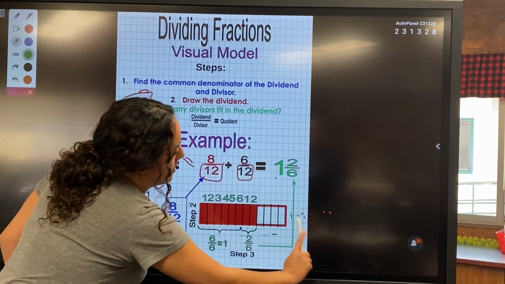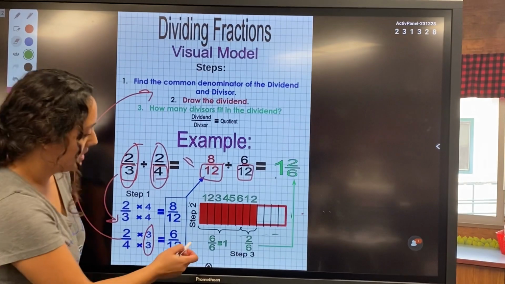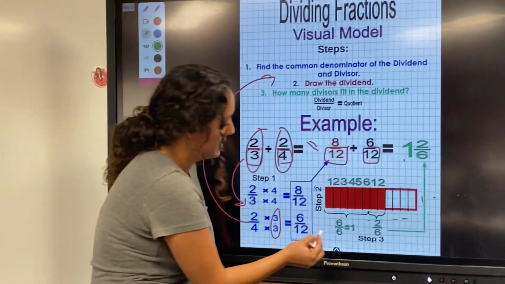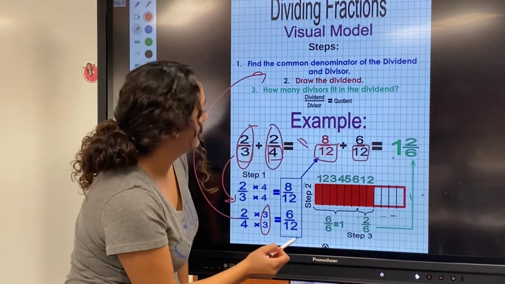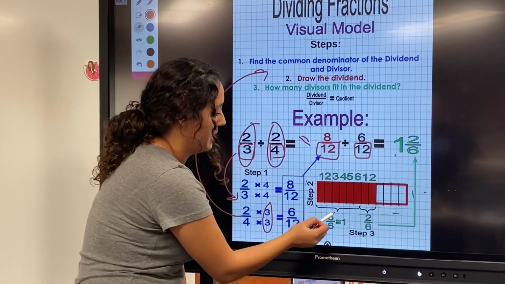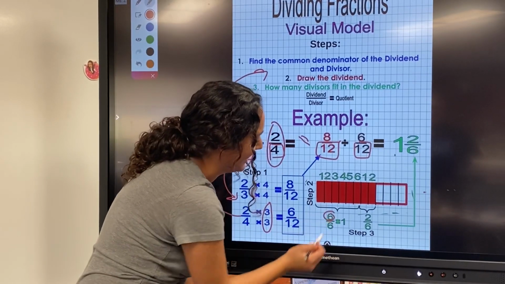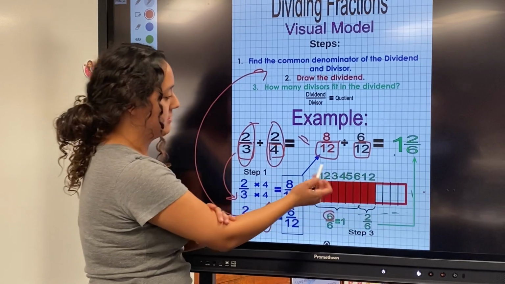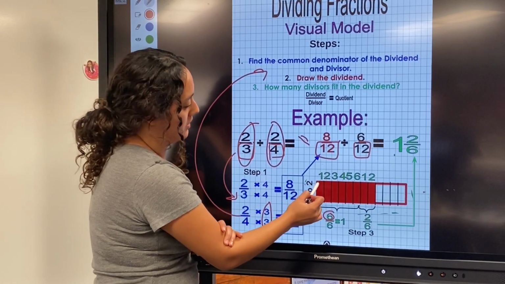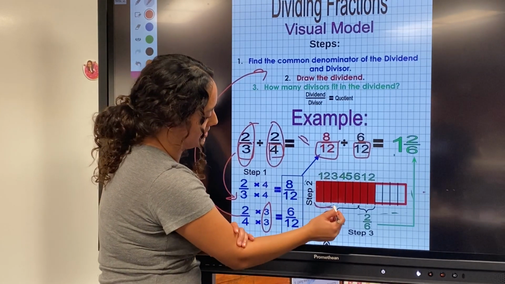All right. Beautiful. Okay, so now we need to see how many sixes, and then correct me if I'm wrong, how many groups of 6 fit in there. So we're looking for how many groups of 6 fit in there, okay? So we see 1, 2, 3, 4, 5, 6. Right here, this is why we did this, okay?